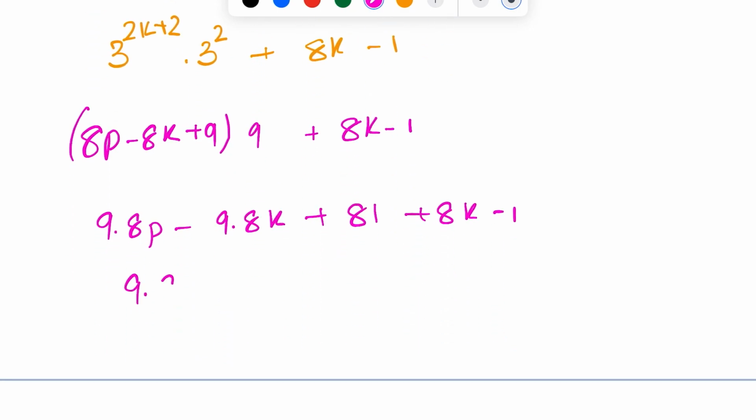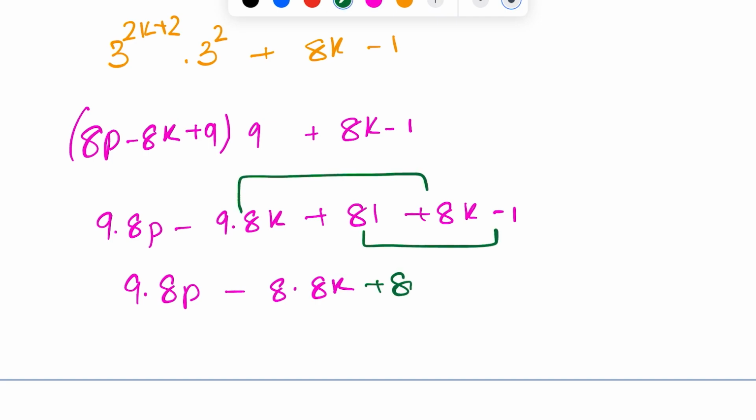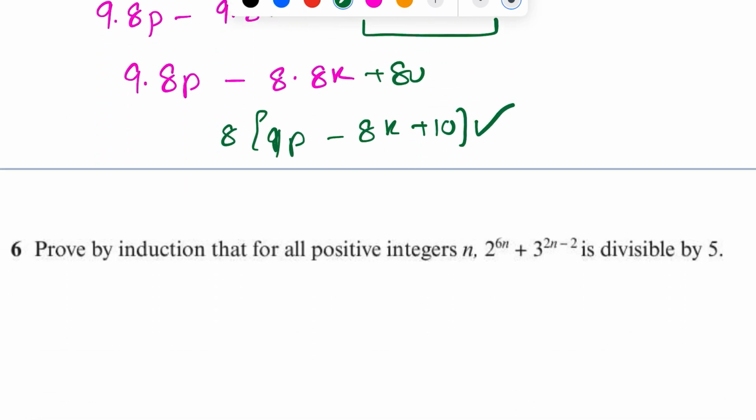So it becomes 9 times 8p minus 8 times 8k. These two become minus 8 times 8k. These two become 80. Can I take 8 common? So 9p minus 8k plus 10. So it is divisible by 8. So by principle of mathematical induction, it is true.